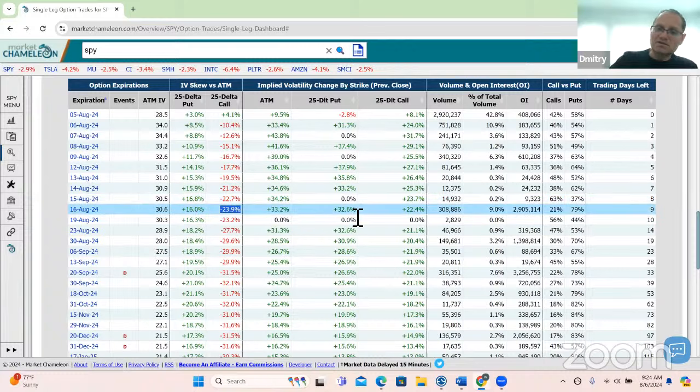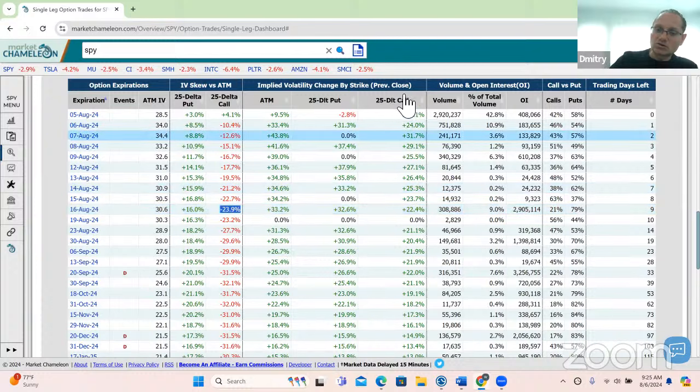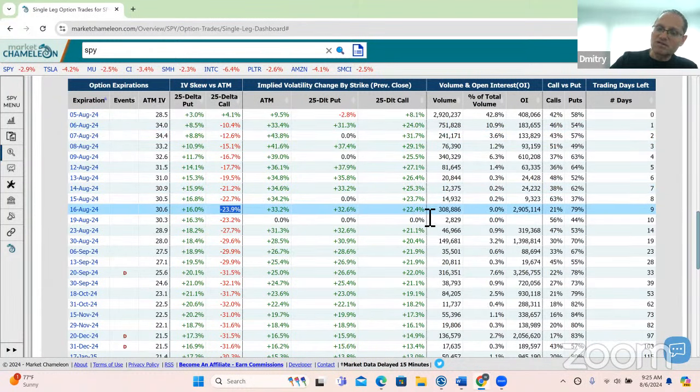The put at the money increased by 32.6%. And the 25 delta call implied volatility increased by 22.4. So this shows that the greatest increase in the IV was at the money, followed by the downside put. And then there's an increase in the 25 delta call IV, but not as much as in the downside put and at the money. Okay.